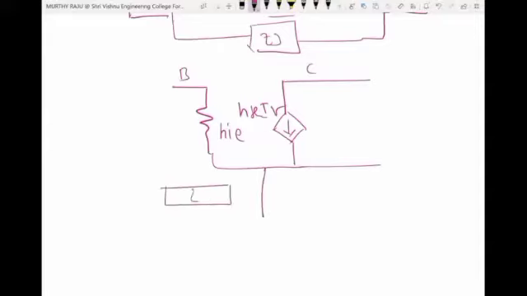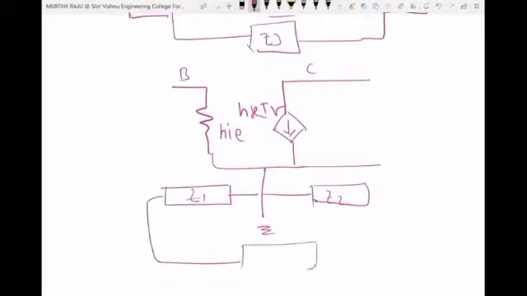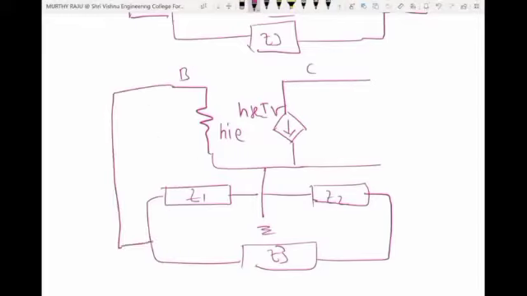This one is Z1 connected to ground. Here Z2 is connected to ground. Z3 like this. Here the base terminal is connected to the output of the feedback network. This is VF, the output of the feedback network. This VF acts as input to the feedback network, that is VA is equal to VF.